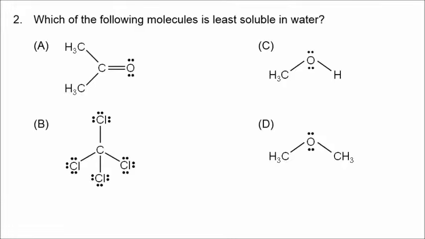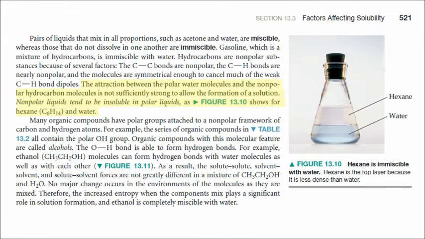Number 2 is asking us to choose the molecule that is least soluble in water. Let's take a look on page 521 in the textbook, and we're looking at a picture of hexane and water. And it says that hexane is immiscible with water. The attraction between the polar water molecules and non-polar hydrocarbon molecules is not sufficiently strong to allow the formation of a solution. So in general, non-polar liquids tend to be insoluble or immiscible with polar liquids.